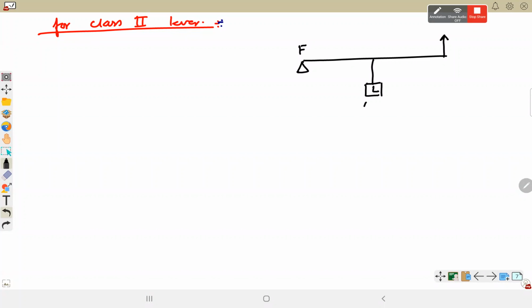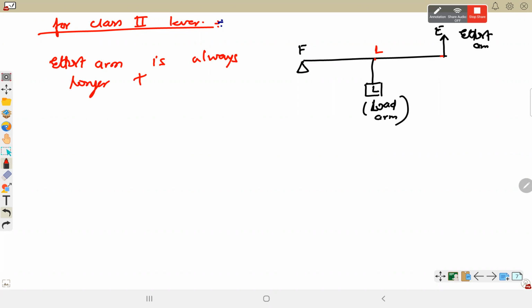This is the load. So I am not sure. I think effort arm. Why are you not sure? It's clear in the diagram. E to F length will always be greater than L to F. This point is the load point, and here it is E, effort. In class 2 lever, the effort arm is always longer than the load arm.